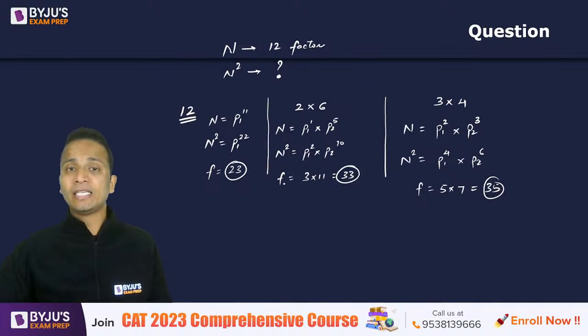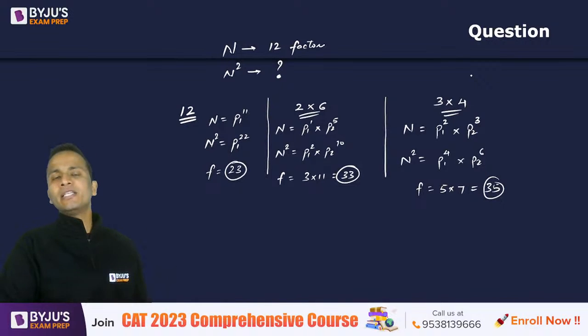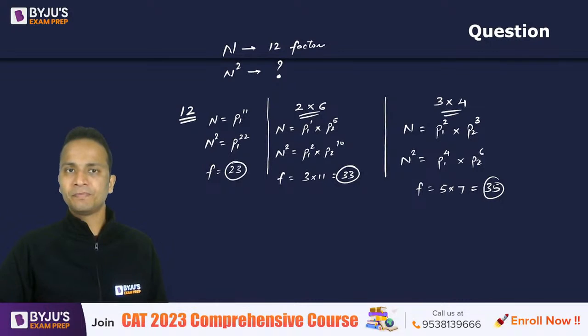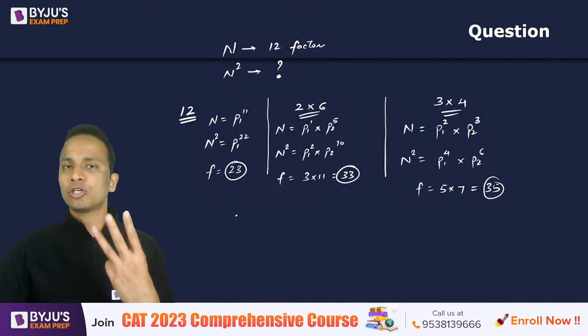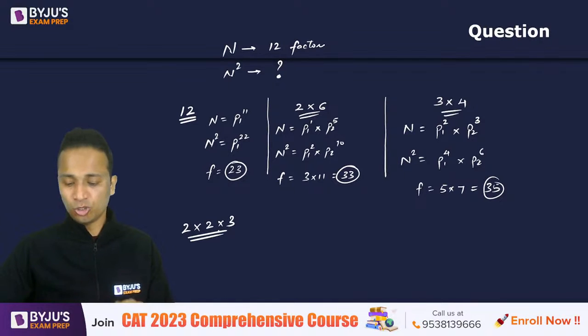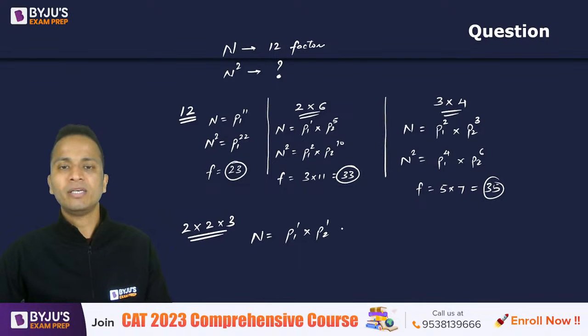Now let's look at another way. So right now we have seen three ways. Now is there any other way in which 12 can be written as the product of two numbers? No, there is no other way. Now I'll check, is there a way in which 12 can be written as the product of three numbers? So yes, we do have 2 multiply 2 multiply 3. All right. So 2 into 2 into 3 is also equal to 12. And here the general form in which n can be written will become P1 raised to the power 1, P2 raised to the power 1, and P3 raised to the power 2.